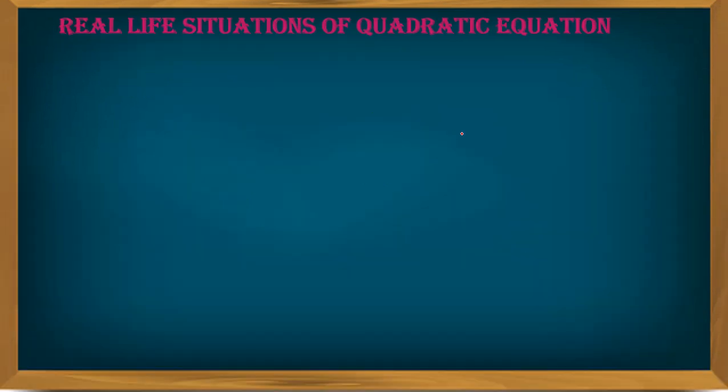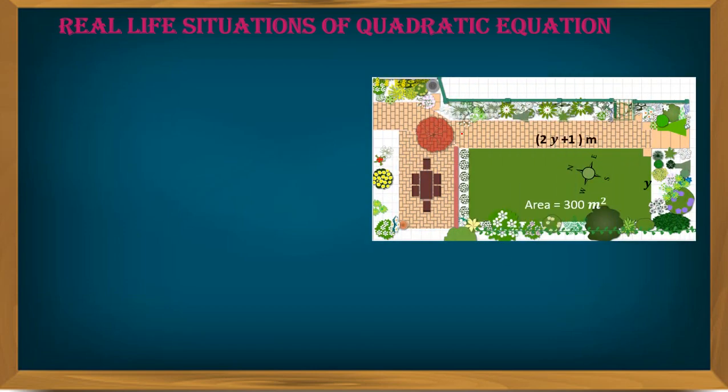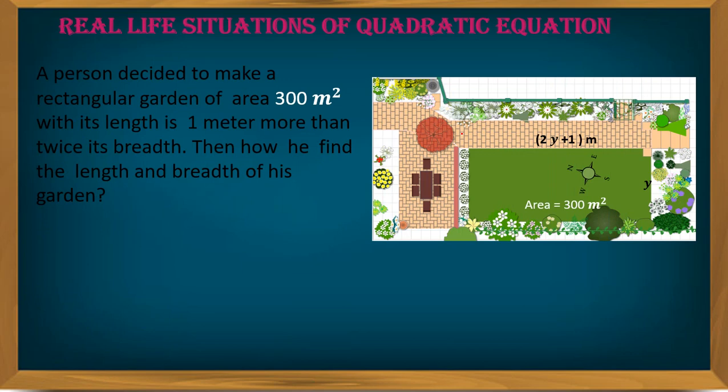Now let us consider an example. A person is there and he wants to make a rectangular garden, and the area of that particular garden is given 300 meters square, and the condition applies here that the length is 1 more than 2 times its breadth. Let a person decide to make a rectangular garden of area 300 meters square with its length 1 meter more than twice its breadth. Then how does he find the length and breadth of his garden?